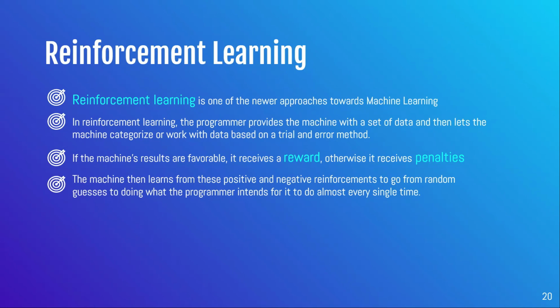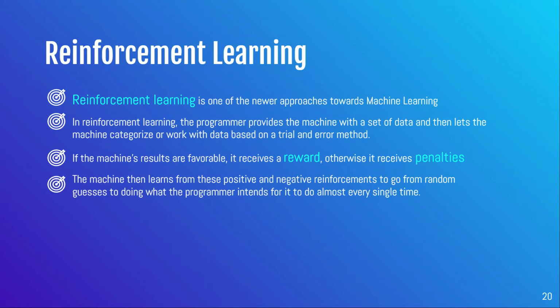Next up we have reinforcement learning. Reinforcement learning is one of the newer approaches towards machine learning. In reinforcement learning, the programmer provides the machine with a set of data and then lets the machine categorize or work with the data based on a trial and error method. If the machine's results are favorable, it receives a reward. Otherwise, it receives a penalty. It then uses these rewards and penalties to decide and look at better answers, and then it goes from just complete guesses to doing what the programmer intends for it to do almost every single time.